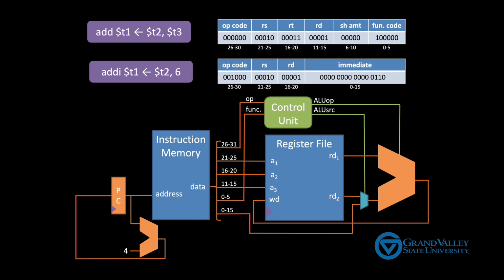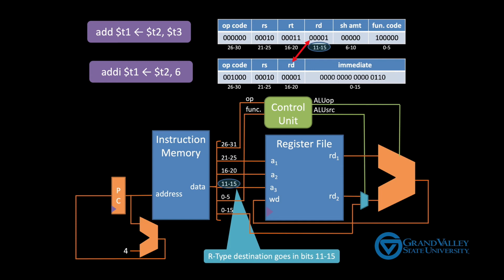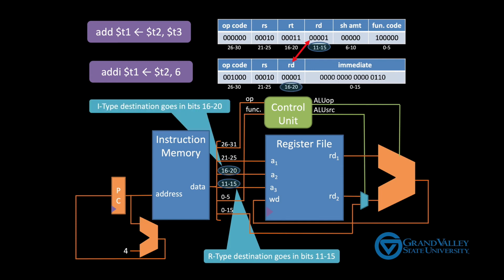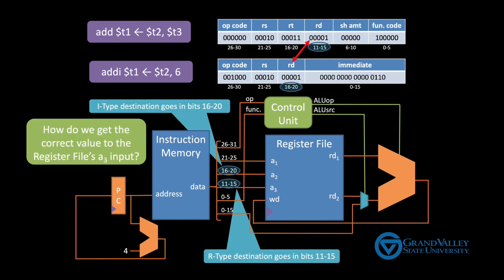Next, notice that the R-type and I-type instructions store the destination register in two different places. R-type instructions store this information in bits 11 through 15, whereas I-type instructions store this information in bits 16 through 20. So, how do we get the correct value to the register file's A3 input? Oh, another MUX. This MUX, of course, needs a selector wire, which is driven using an additional control wire. This control wire is called the register destination because it determines which value is passed as the instruction's destination register.